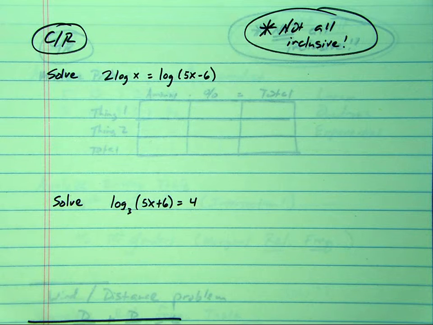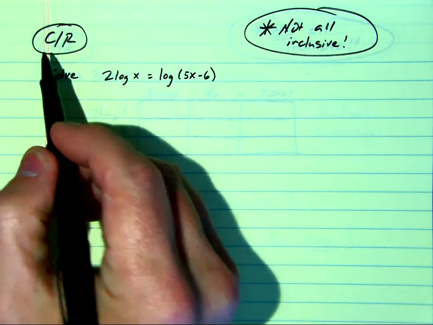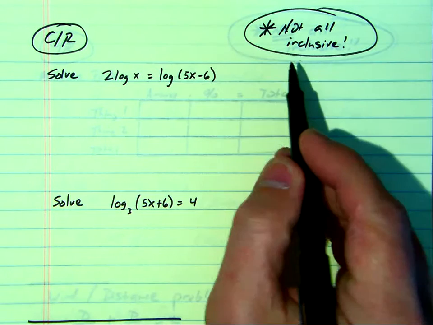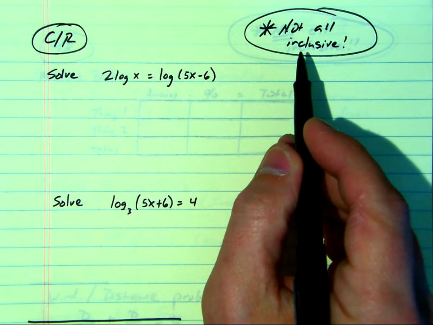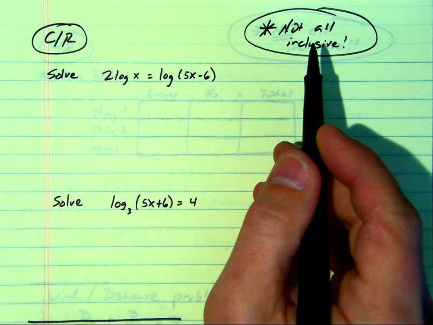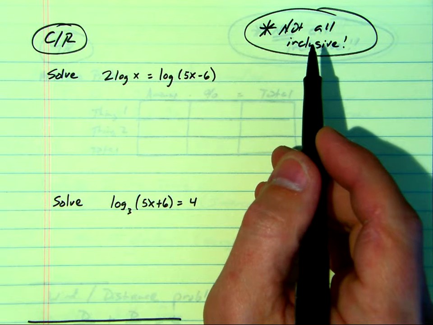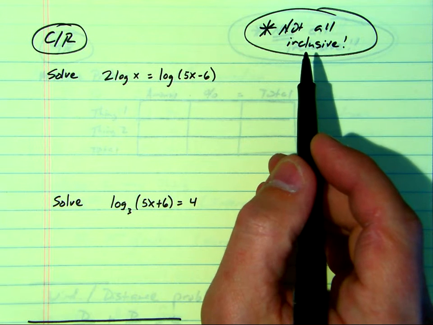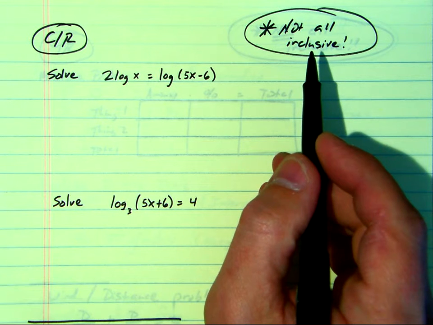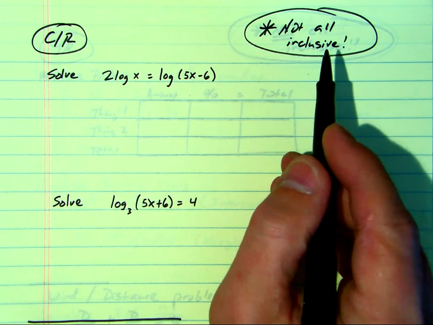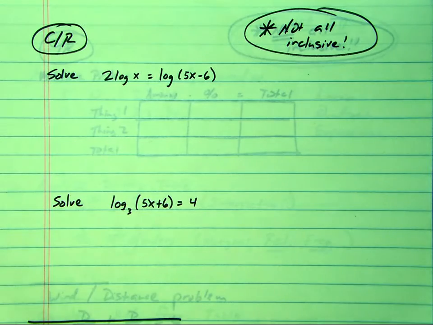Okay, here's video number 3 for the CR standard. That stands for creating and reasoning equations. Remember, just like I've said on every other video, this list of topics and concepts and problems you're seeing on this series of videos is not all-inclusive. You as a student are still responsible for studying everything we've gone over the entire year.